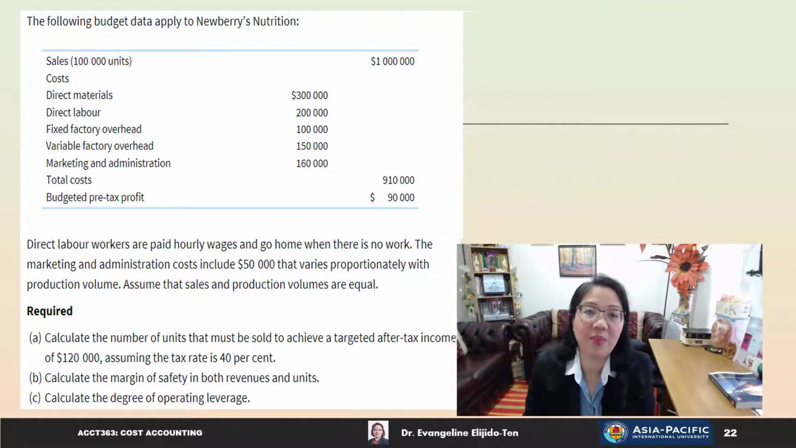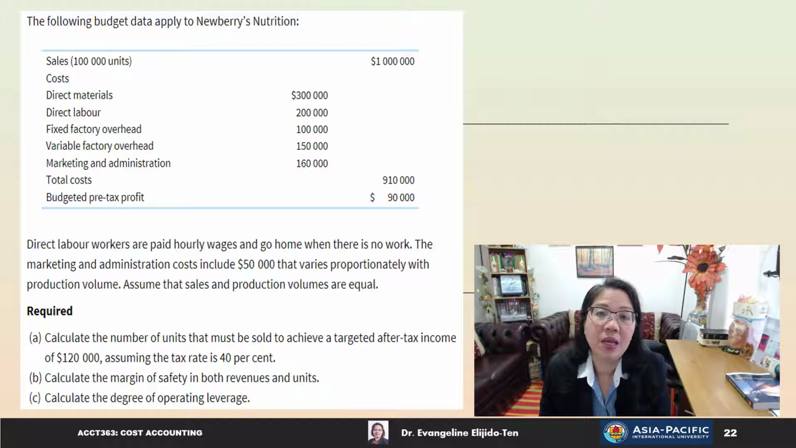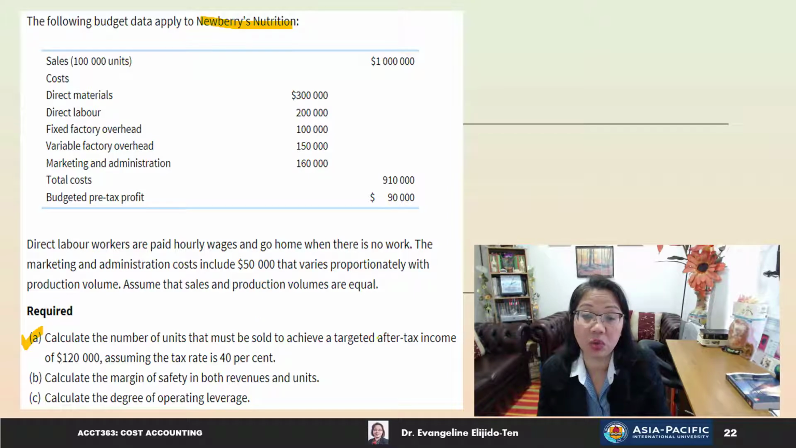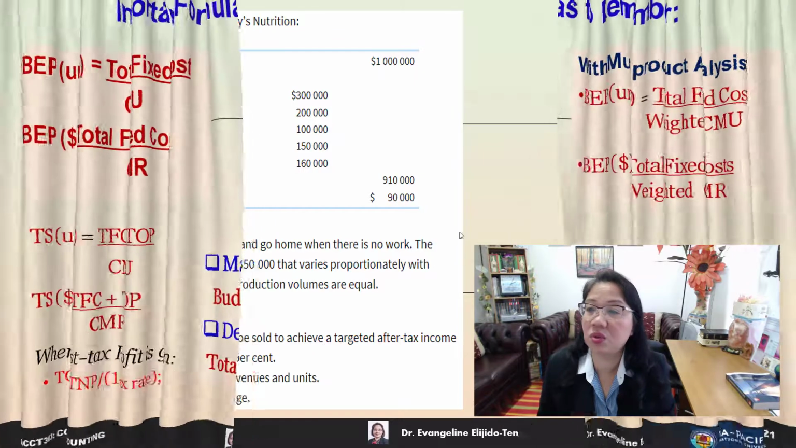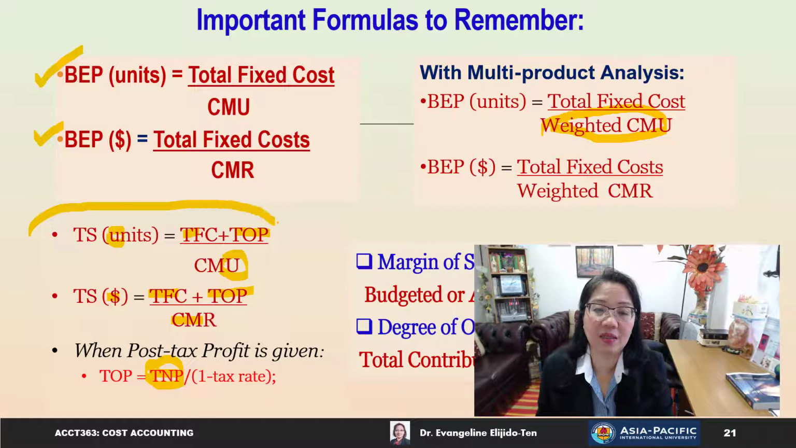All right, so let's now do some exercises to apply what we have learned. Here we have the following budget data for Newberry's Nutrition, and we are provided additional information, but let's go to the first requirement. All right. Requirement A asks us to calculate the number of units that must be sold to achieve a targeted after-tax income of $120,000, assuming a tax rate of 40%. All right. So, number of units that must be sold to achieve a targeted profit. So, what do we need to do? We need this one here, targeted sales in units, which should be total fixed cost plus targeted operating profit divided by CMU.